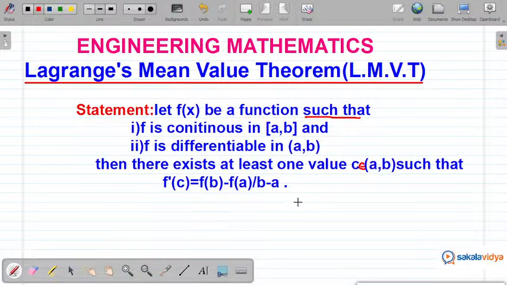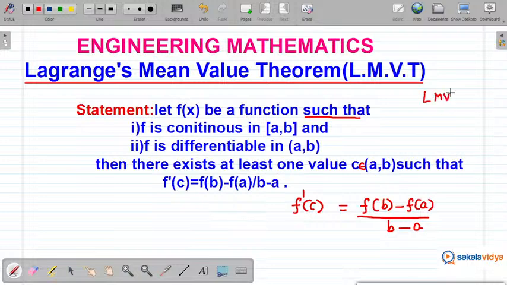So that means here f dash c is equal to f of b minus f of a divided by b minus a. So this is the Lagrange's mean value theorem statement. Simply we can say LMVT.